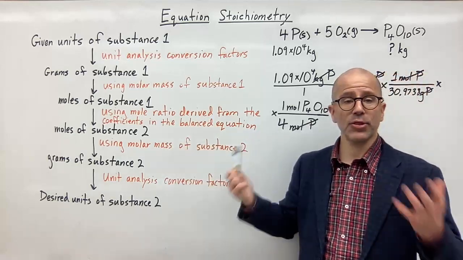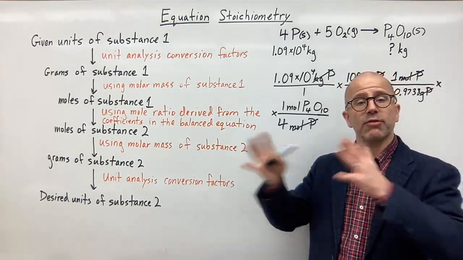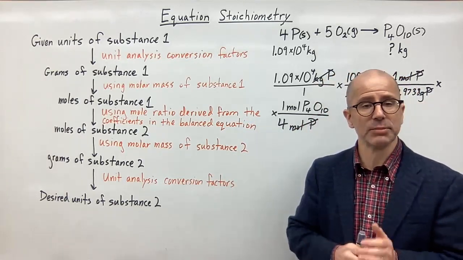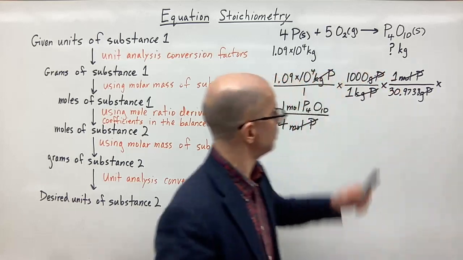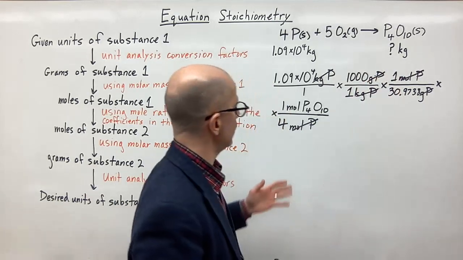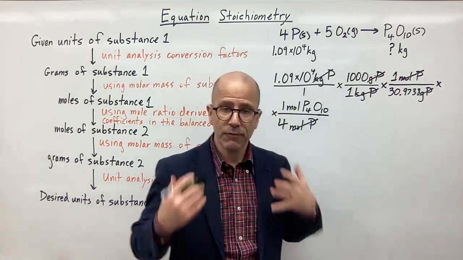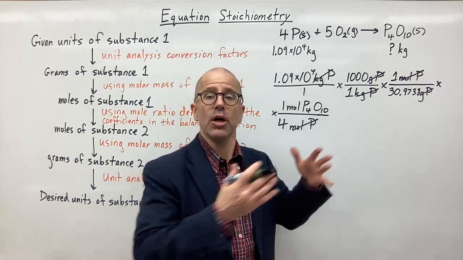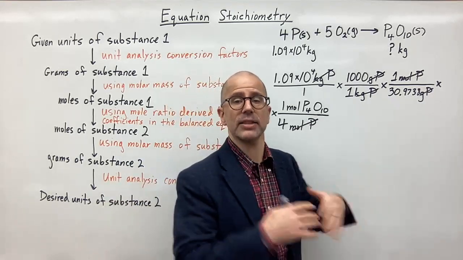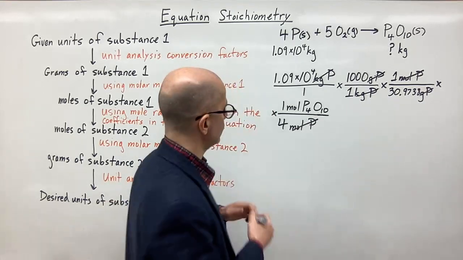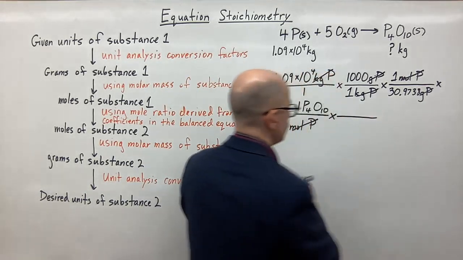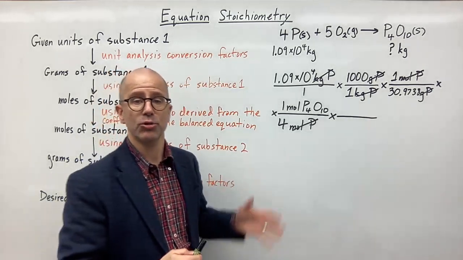Now the third and final goal is to just convert to the unit that I need to convert to, whatever they're asking me to convert to. In this case, they're asking me to convert to kilograms of this substance. So I need to get to kilograms. I have moles. The first step has to be going to grams because I need to get to a mass, and the only way I can go from moles to mass is through the molar mass, right? So I can get to grams. So now I'm going to use the molar mass of the tetraphosphorus decoxide to convert to grams.